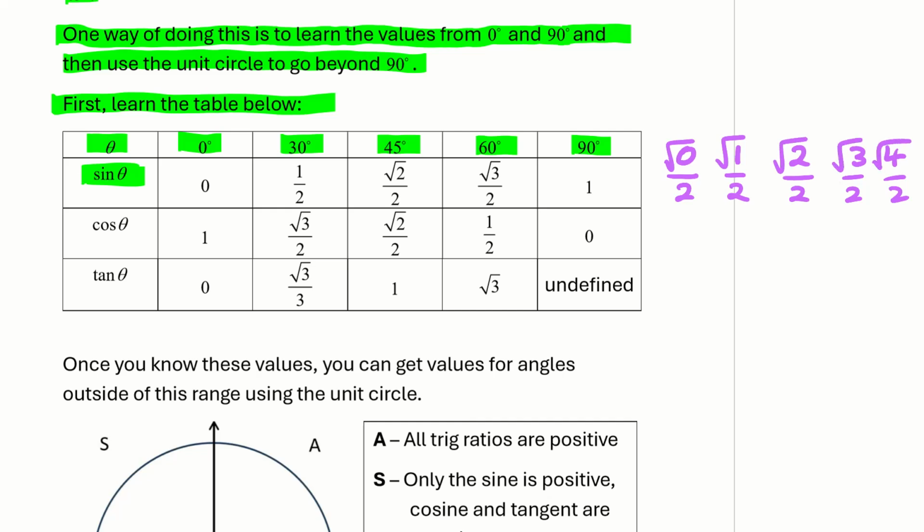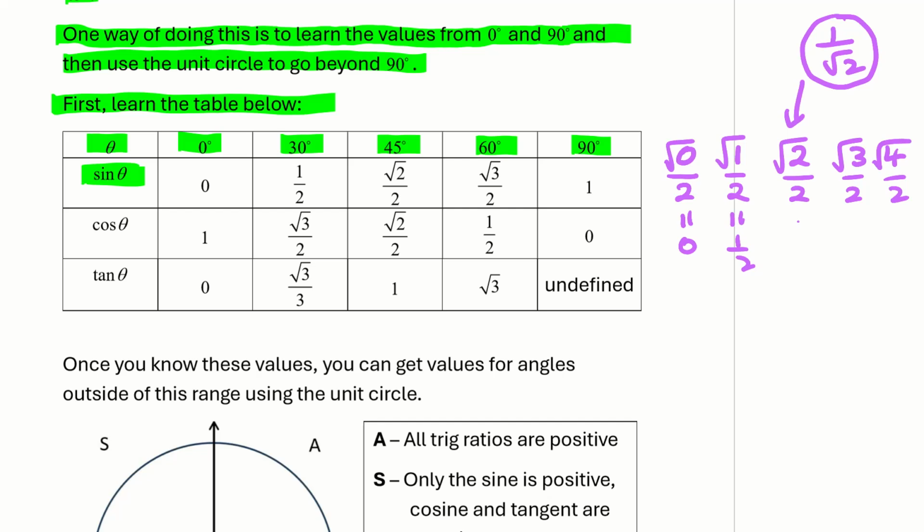Now, the square root of 0 is still 0, so this one is equal to 0. Square root of 1 is 1, so 1 over 2 is a half. Square root of 2 over 2, there's nothing more you can do with that, although you will see that written as 1 divided by root 2. Your knowledge of surds should be able to tell you that those two things are the same. Then this one is root 3 over 2.